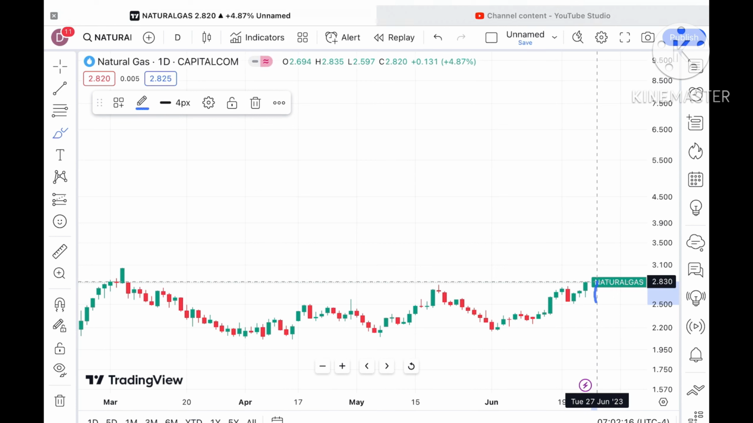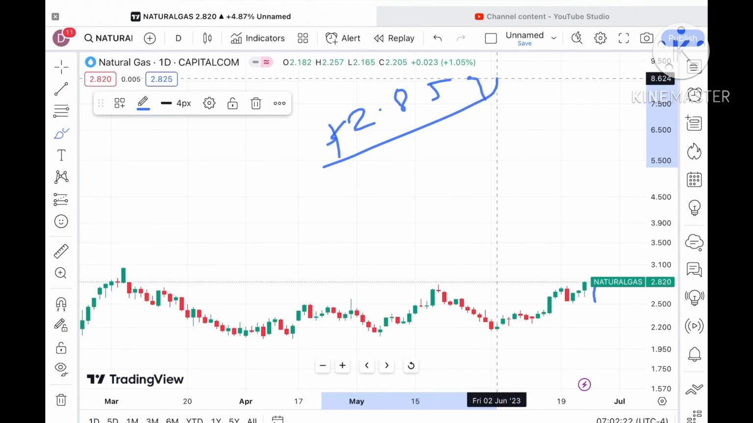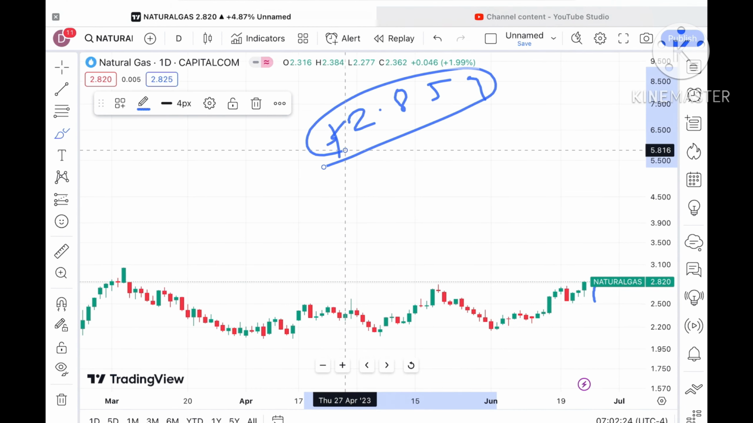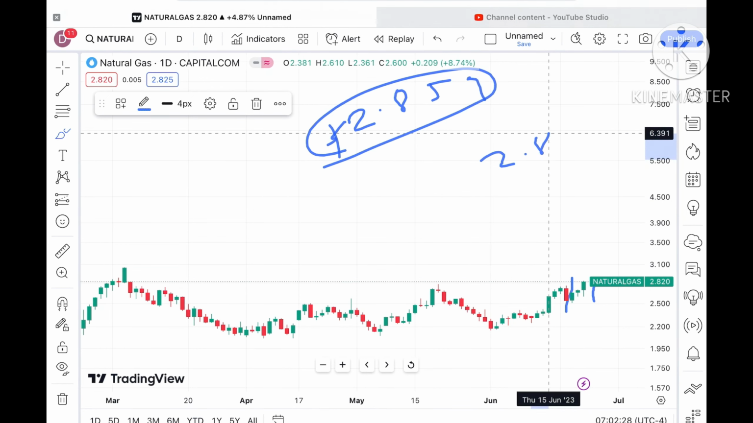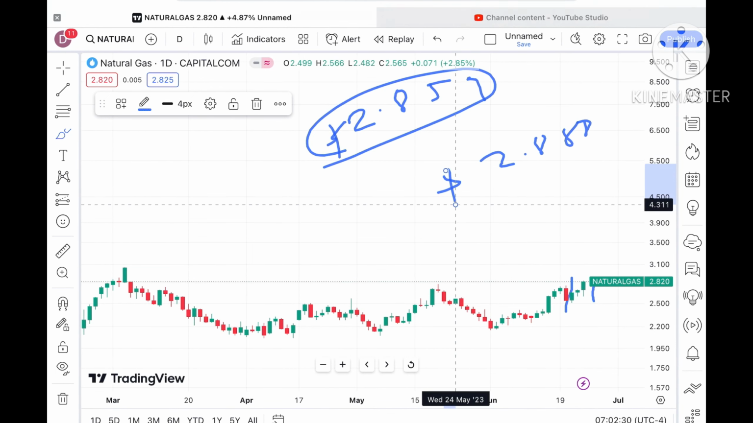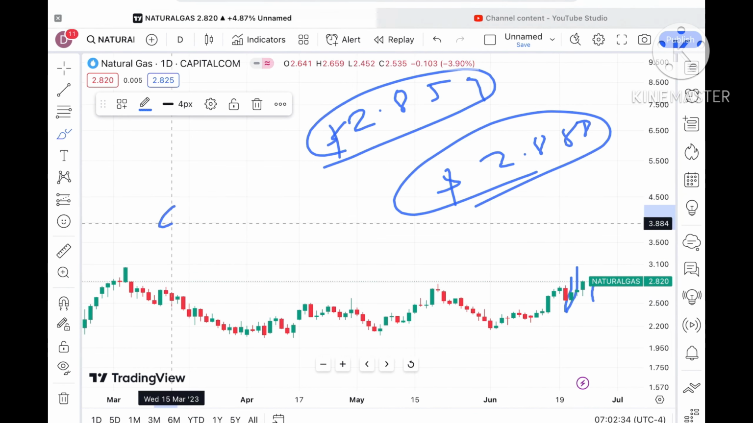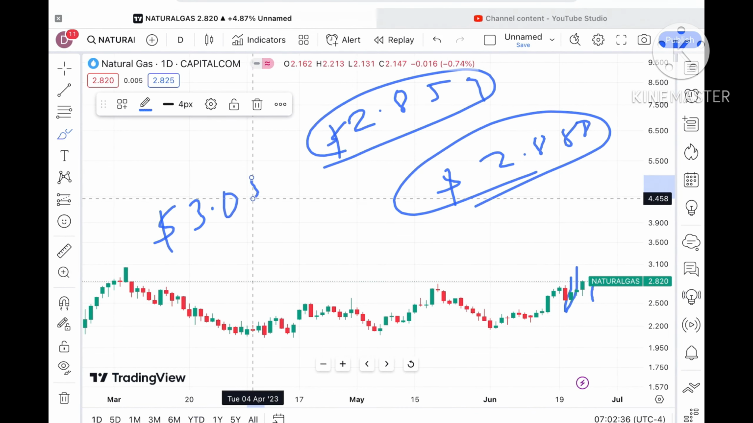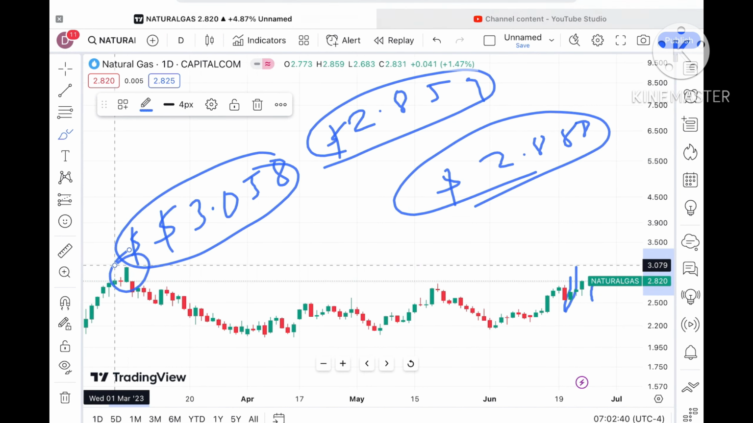Suppose if the price sustains this particular level, we can see it can go towards a level of $2.859, as per the day wise chart. And if the price sustains above that level, we can see it can touch a level of around $2.888. Once the price sustains above that level, it can touch a level of around $3.058. Keep that in mind. This is the high of this particular zone.